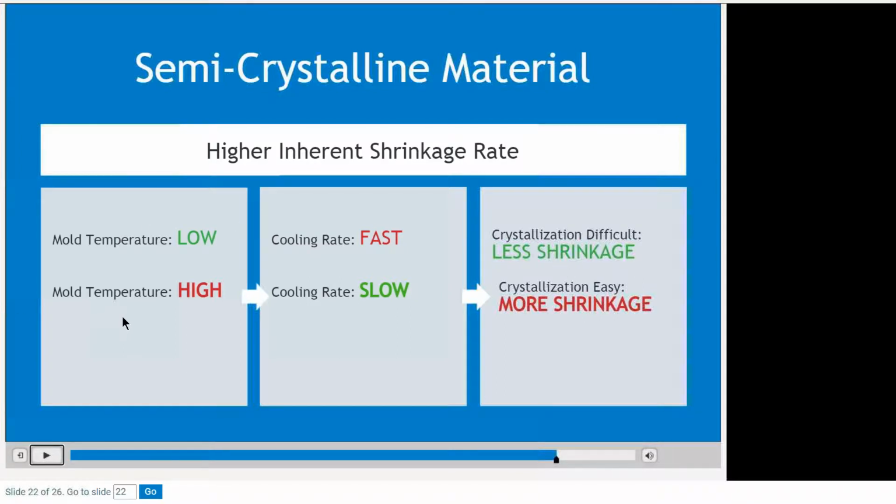So isn't it better to run this semi-crystalline engineered material at the proper mold temperature, have a slower cooling rate, and create more crystallization? Yes, you have more shrinkage, but you have a lot more stable part in use. It doesn't bend, doesn't deform, and it will function more properly than if you run a low mold temperature on a semi-crystalline material like a nylon.